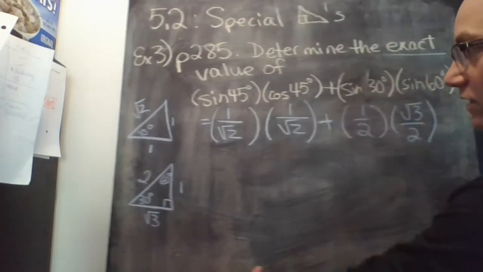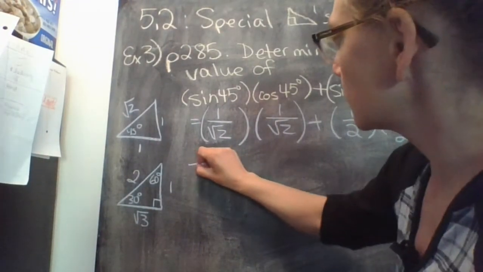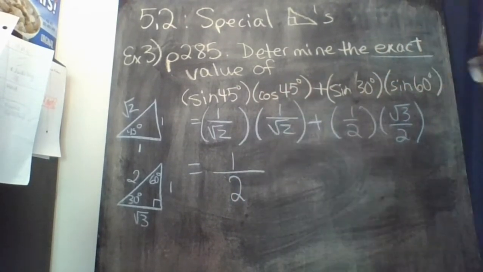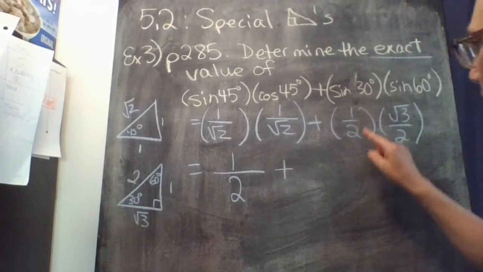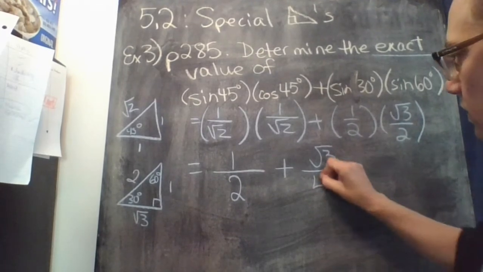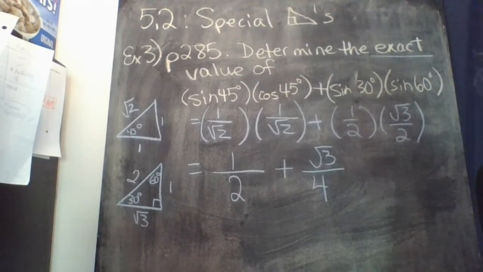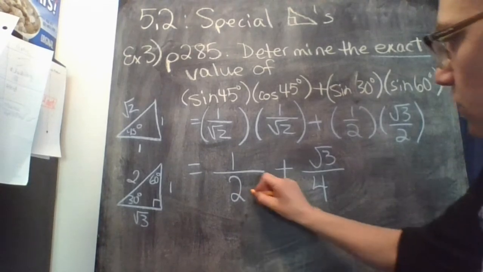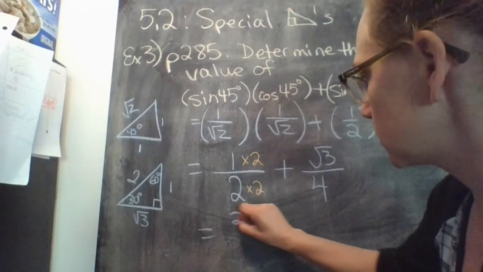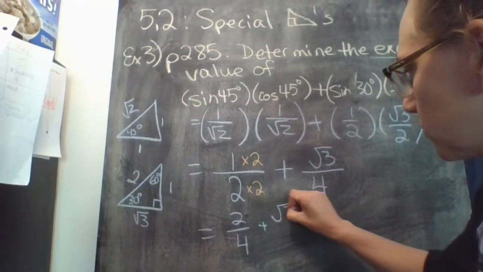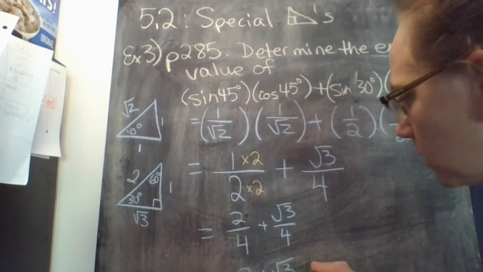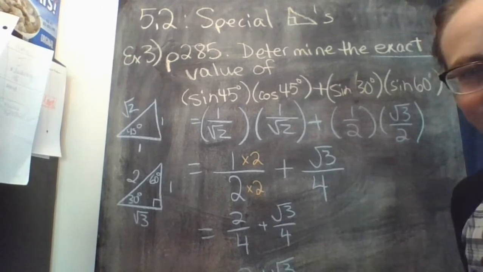So now I've got all my fractions in there, so now I can solve. So let's see, 1 times 1 is 1, root 2 times root 2 is 2, plus 1 times root 3 gives me root 3 over 2 times 2 is 4. Let's finish it off, common denominator, so 1 times 2, what do we get? 2 over 4 plus root 3 over 4, final answer is 2 plus root 3 all over 4.